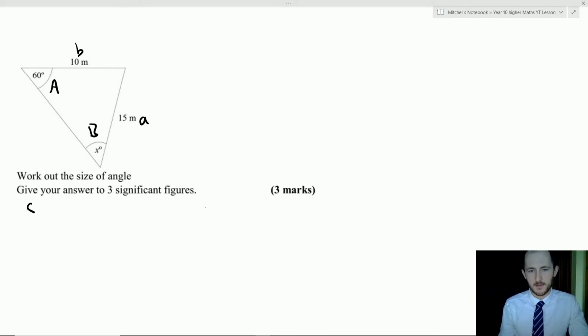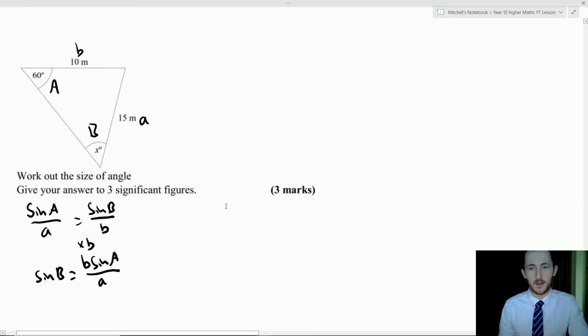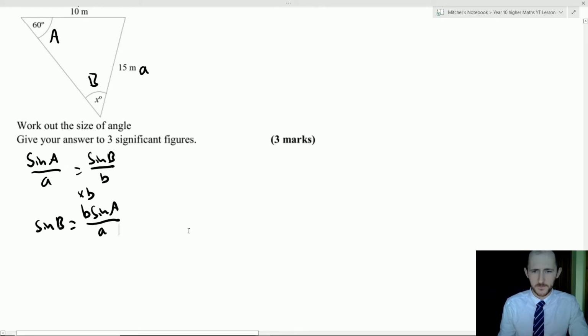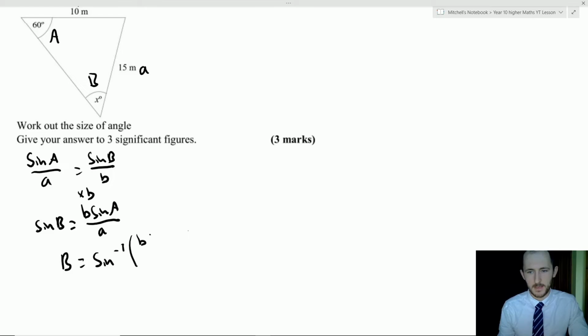Okay. So again, let's do sine A over A equals sine B over B. Multiply both sides by B, and we get that sine B equals lowercase b sine capital A all over lowercase a. Once again, we're looking for an angle, so let us inverse sine both sides to get B equals sine to the minus 1 of lowercase b sine capital A over lowercase a, and we're done.